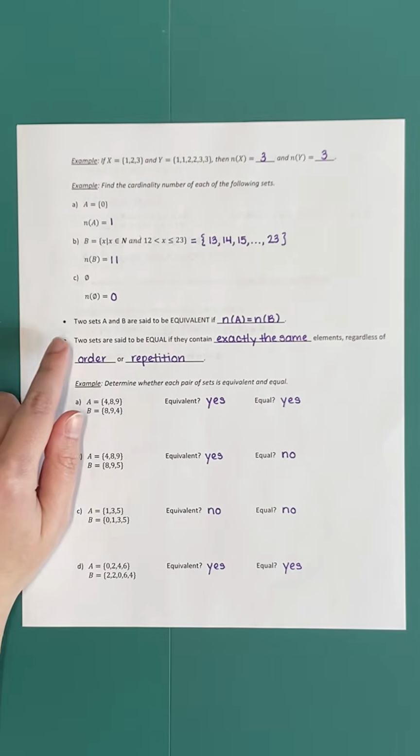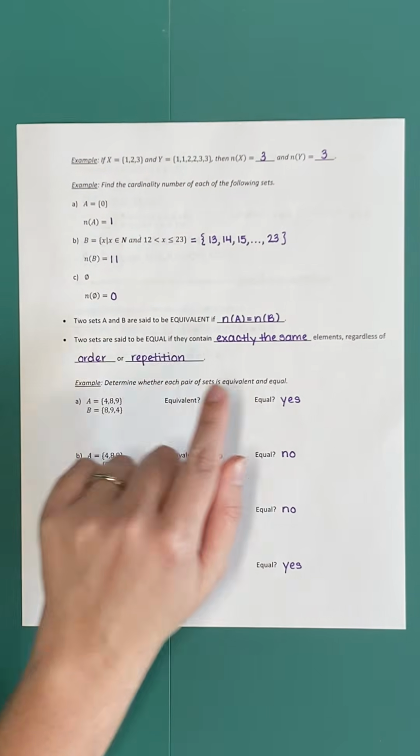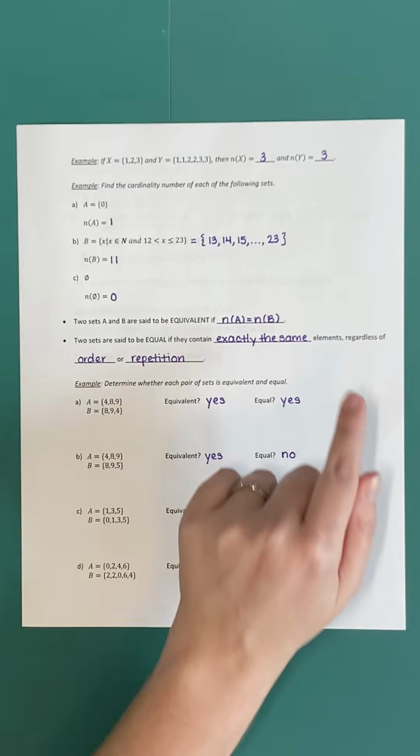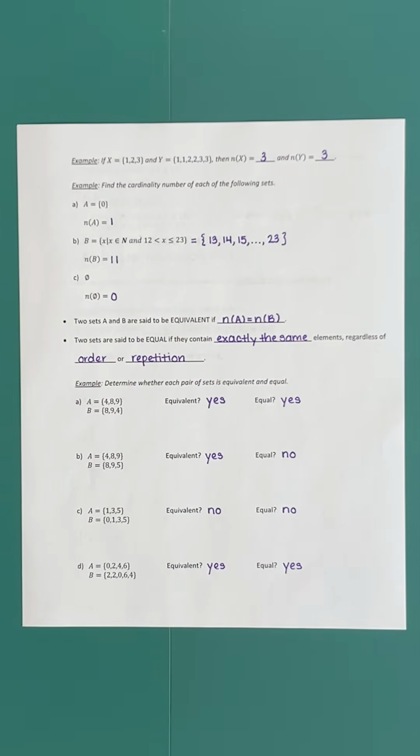Now, two sets are said to be equal if they contain exactly the same elements, regardless of order or repetition. So one thing to keep in mind is you can't have sets that are equal without them already being equivalent. In order for them to contain the same elements, they have to be the same size by default. Think about it. Try to think of a counterexample. Could you have two sets that have the same elements and they don't have the same number of items? Well, it doesn't make any sense.